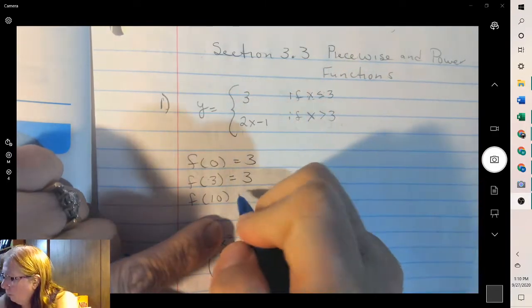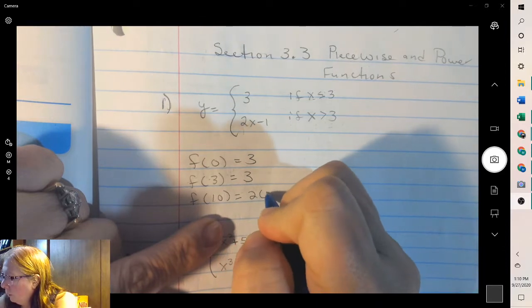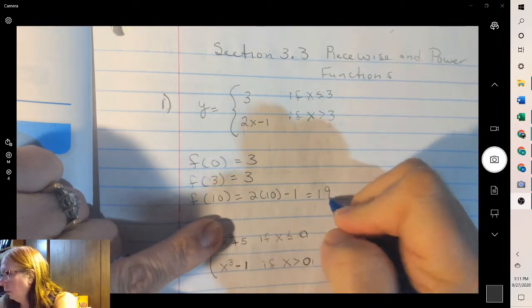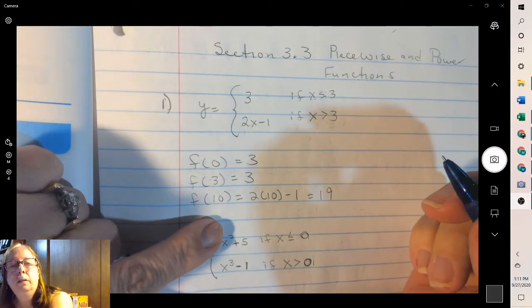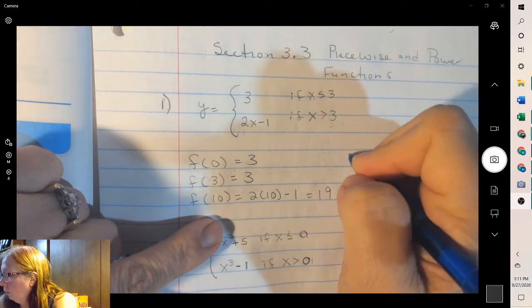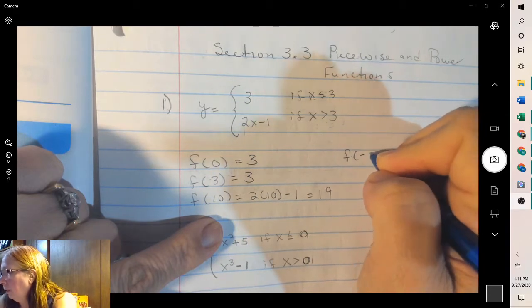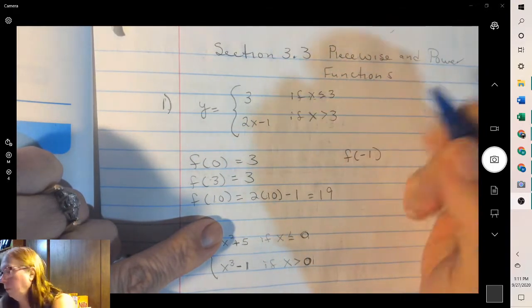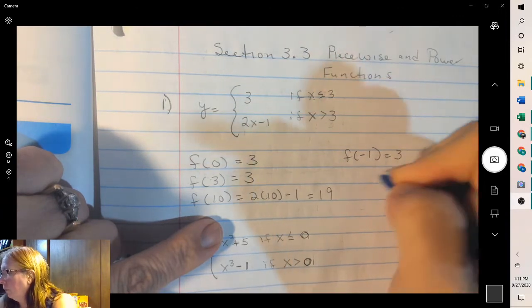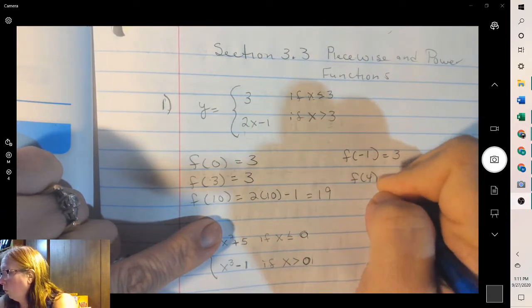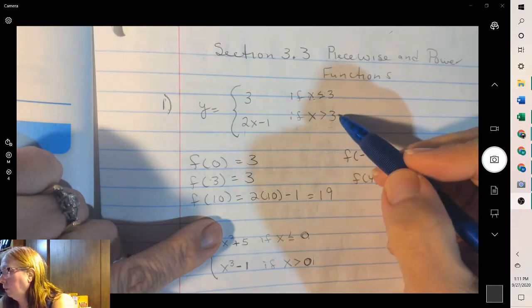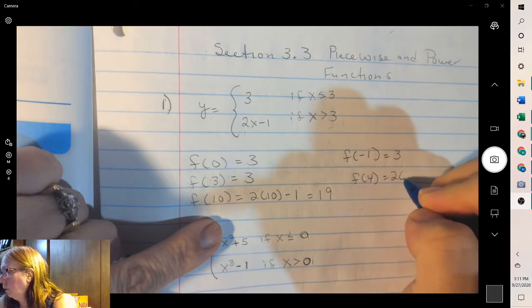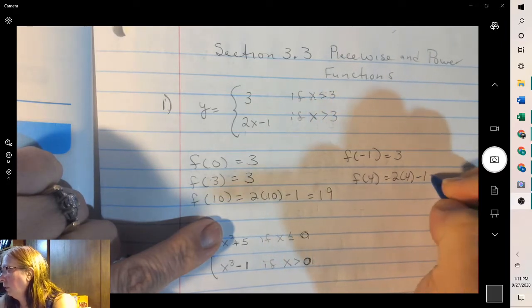And we'd plug it in. 2 times 10 minus 1, 19. So you're just deciding where it falls. F of negative 1 would be less than or equal to 3, so it's 3. F of 4. 4 is greater than 3, so it falls into this one. 2 times 4 minus 1 is 7.